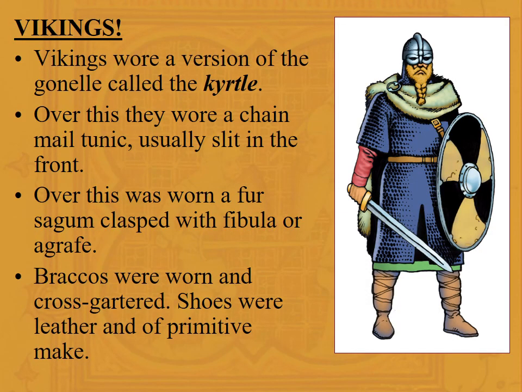Vikings. We have to talk about Vikings. Vikings were a version of the gunelle called the kirtle here, which is basically just a warm woolen tunic with a slit for riding. Then you might wear, by the way, this is the kirtle. This is chainmail. Sorry, I'll make that difference. What's the difference from the gunelle tunic? Just where it is. Vikings called it kirtle. It'll become known as a shirt or a skirt. Have a sagum made of wool, or excuse me, of animal fur. Bracos with cross gartering, and of course primitive shoes.